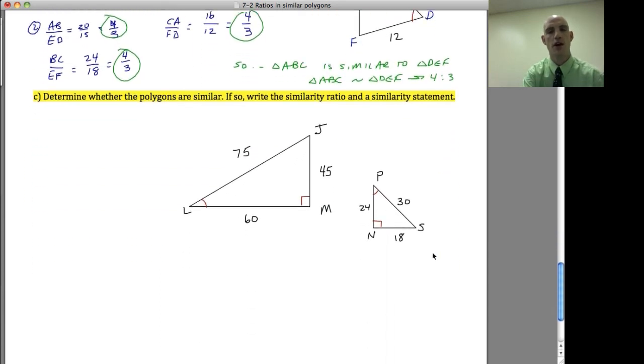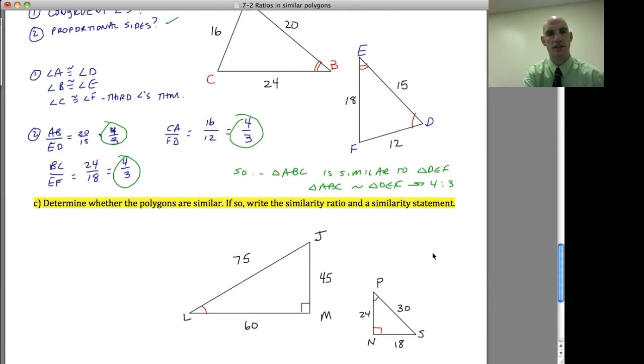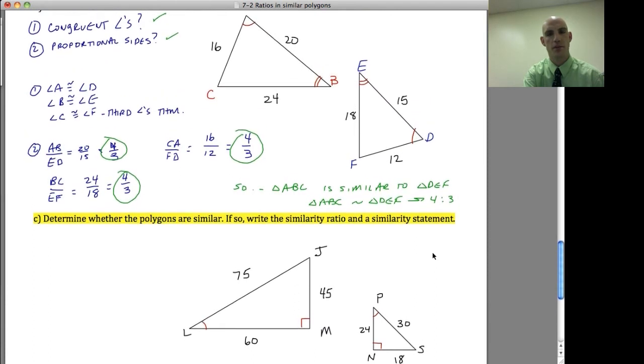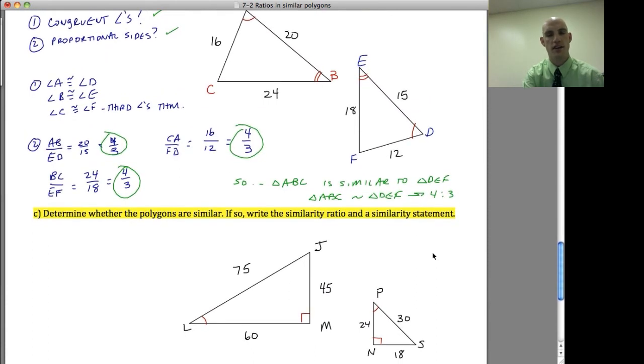Okay, so why don't you go ahead and start this one, and I'll actually leave this example up so that you can see it. And you're going to test the sides, test the angles, and see if it's proportional.